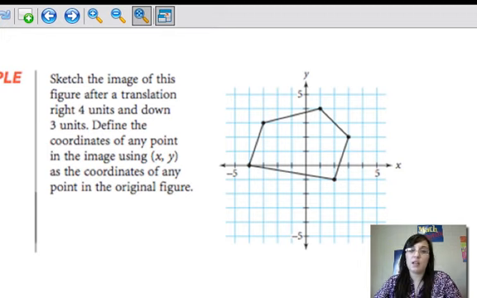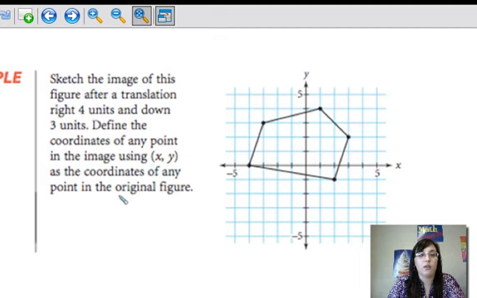All right, we've just got one example for you. This really shouldn't be too difficult, especially after the activity that we've done over the last couple days. So the example is just of this pentagon, and it just says to sketch the image after a translation, right 4 units and down 3. Okay, so it says to define the coordinates of any point in the image using x, y as the coordinates of the point in the original figure.